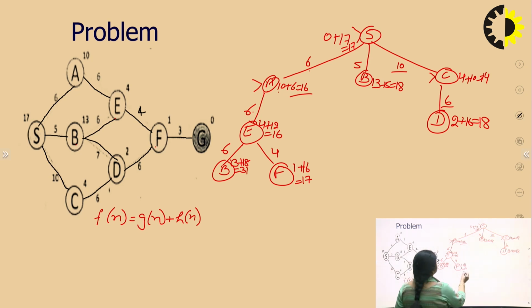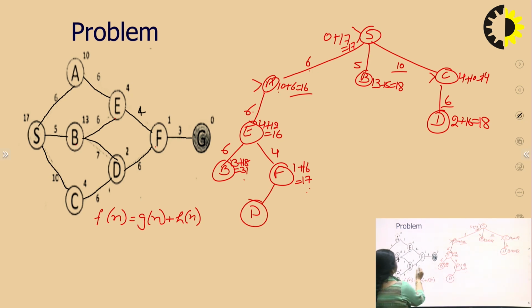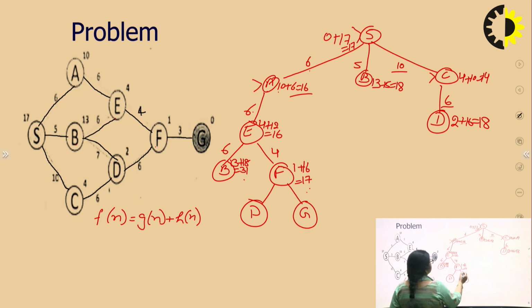That will be 17, to be selected, because we are having 31, 17, 18 and 18. Okay, so we will expand F. From F we are having path D and G. G is at distance 3 and D is at distance 6. We can see this path.